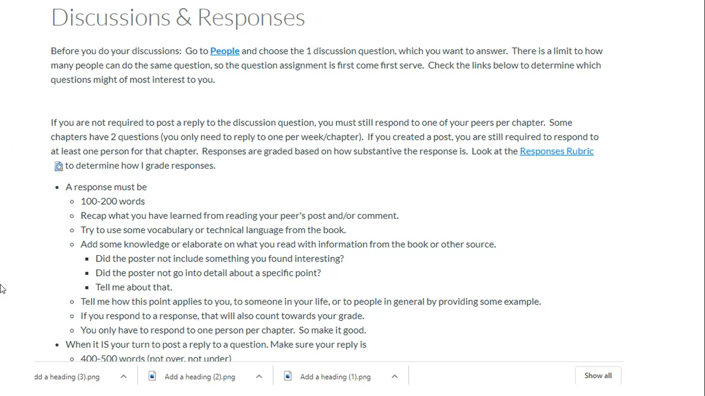Now, the last thing I am going to grade you on for the response is that you have cited at minimum the book. And there is a link in the discussion and responses page that will show you how to cite the book correctly. So at minimum, you should go look at that and add it to your response. Now, you do only have to respond to one person. If this week you created a 500-word post to the question, you should still answer to at least one person.